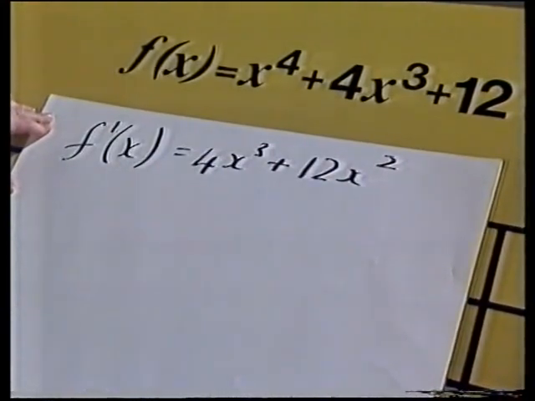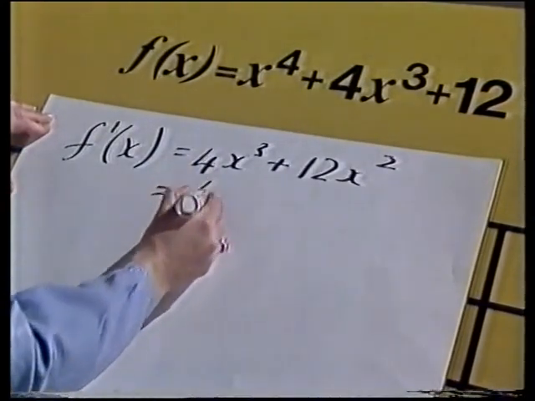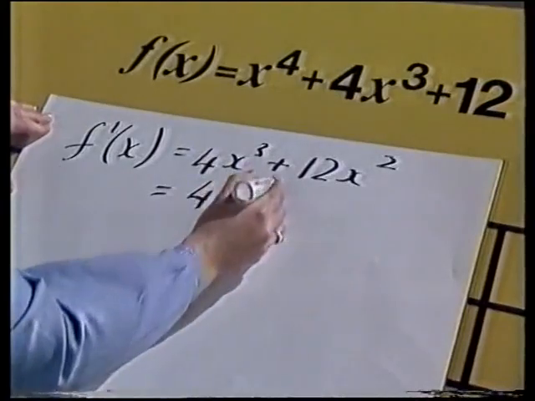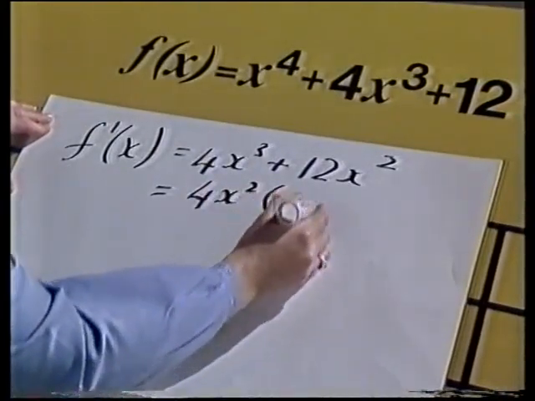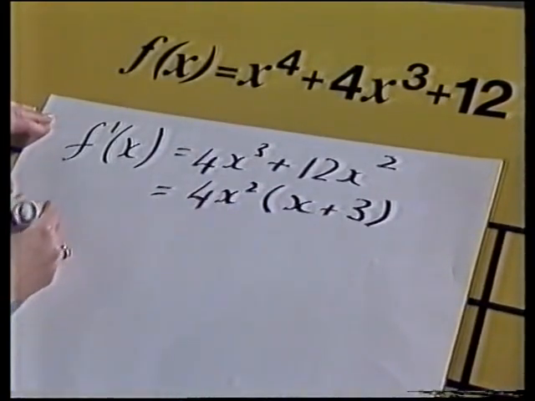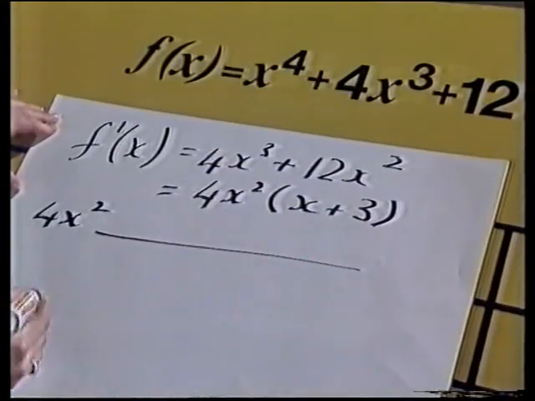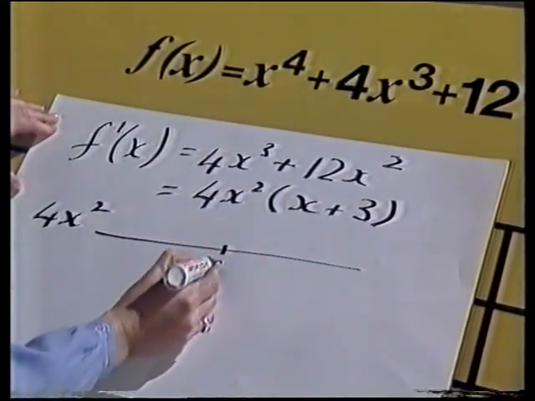Now, we need to know when the first derivative is positive, negative, and 0. And the best way of doing that is by a sign diagram. The derivative will factorise into 4x squared into x plus 3. And for the first factor, 4x squared, well, 4x squared is positive everywhere except 0.